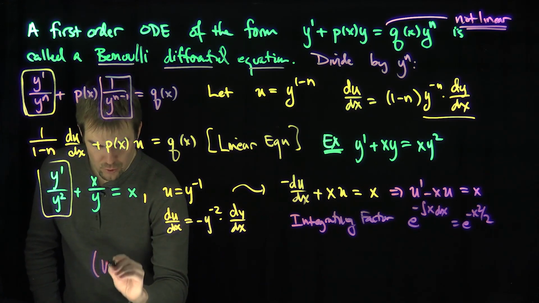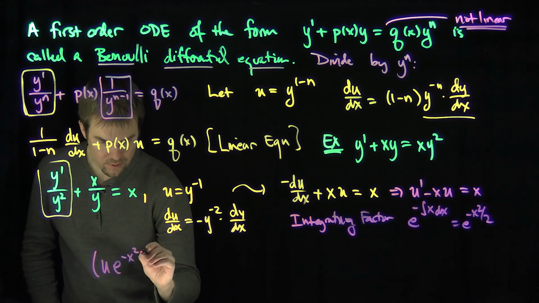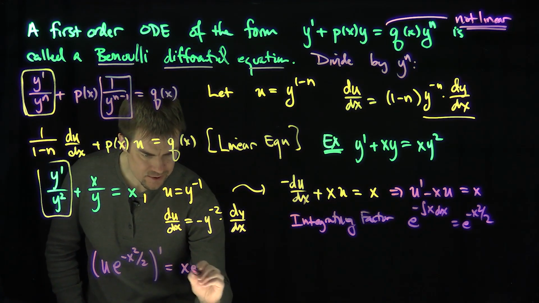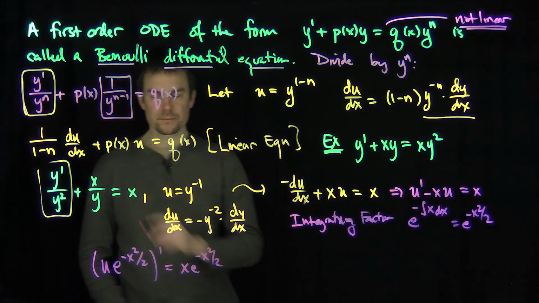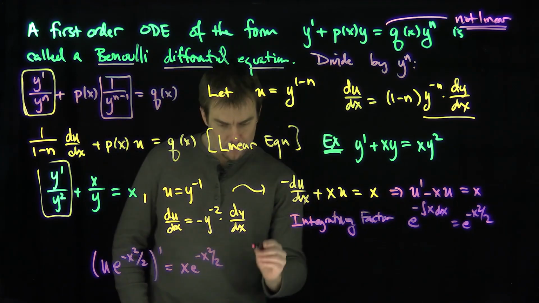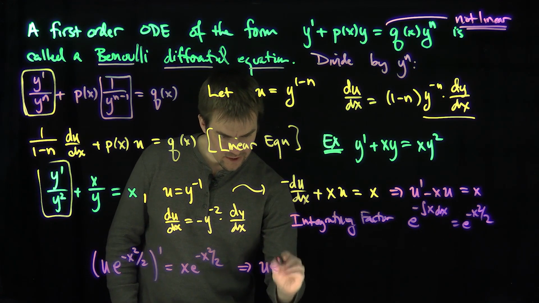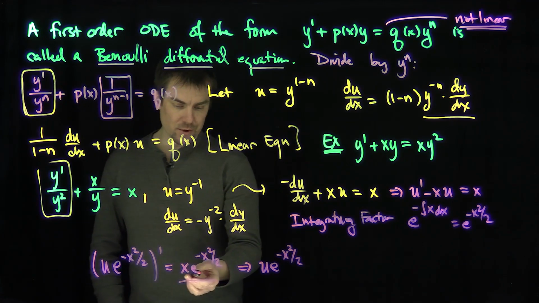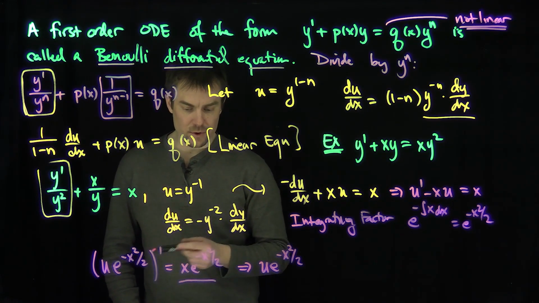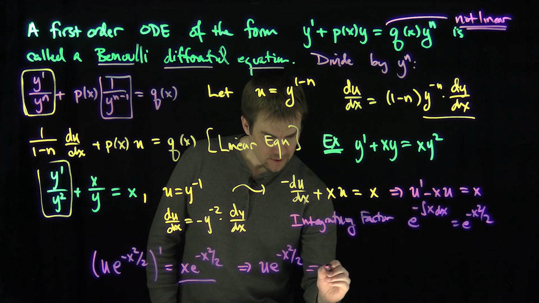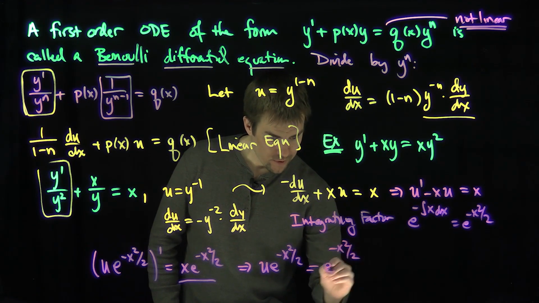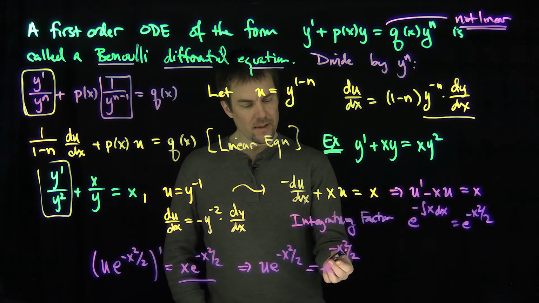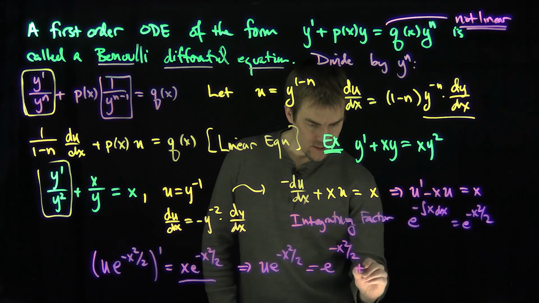We're going to have u times e to the negative x squared over 2, prime, is equal to x times e to the negative x squared over 2. Now we can integrate both sides, and I'm going to get u times e to the negative x squared over 2 equal to, of course, an antiderivative of this thing, which is e to the negative x squared over 2 with a negative sign. We can check the derivative of this: it is e to the negative x squared over 2 times just x. So that works out perfectly, plus a constant c.